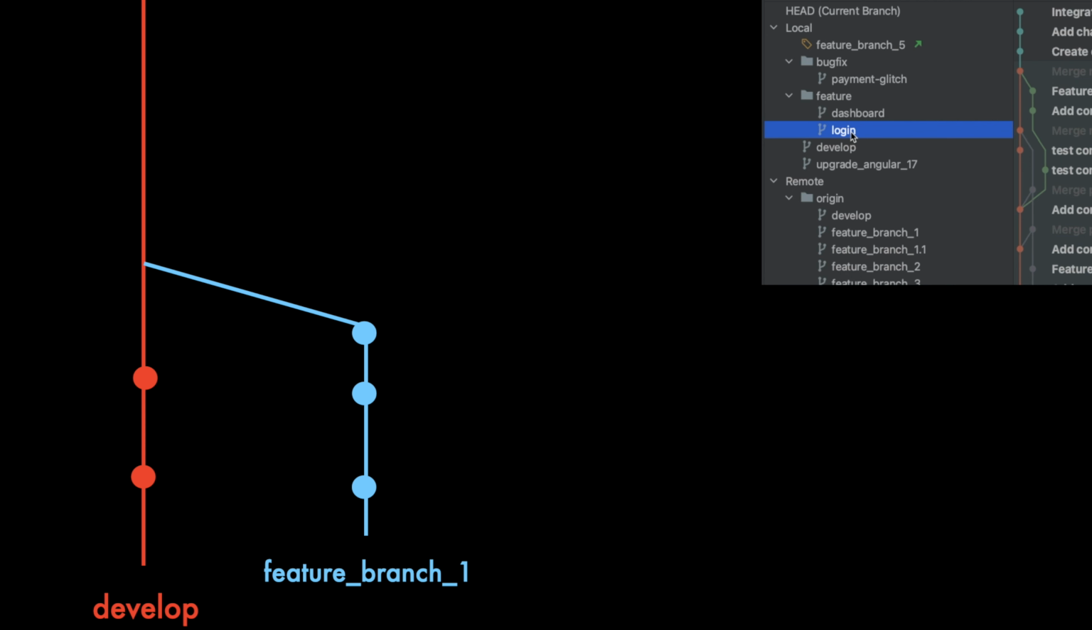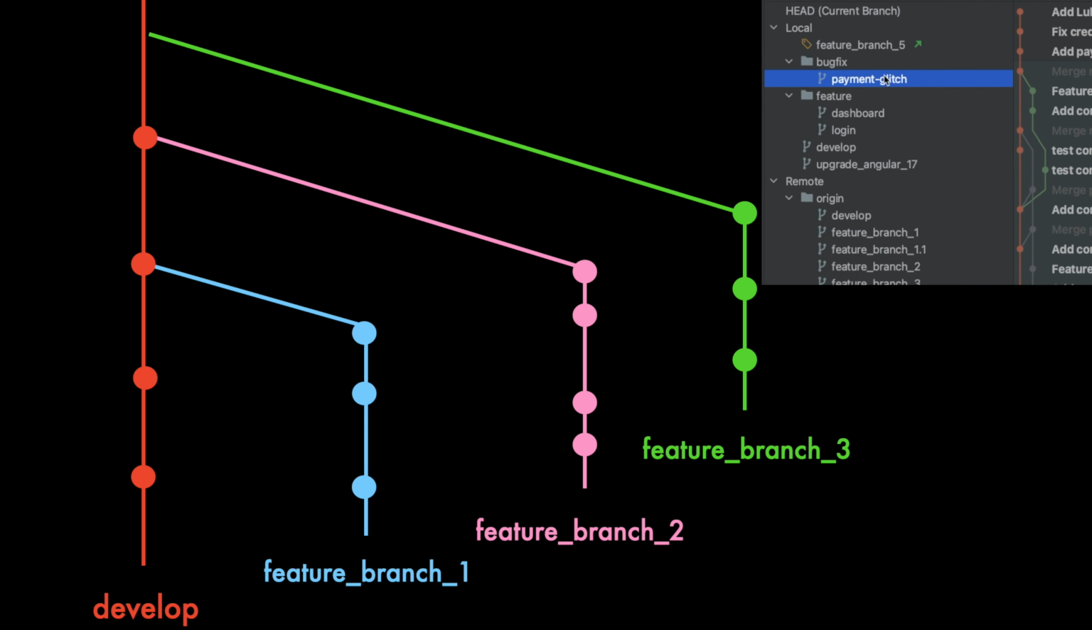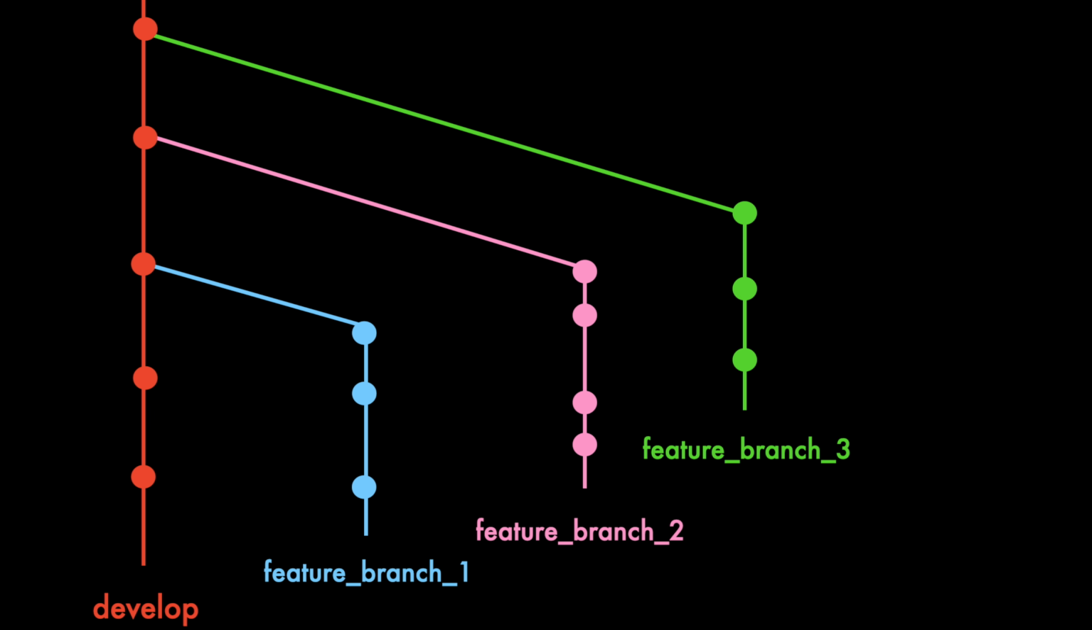You check out develop, pull the latest, and then, one by one, merge feature login, merge feature dashboard, merge bug fix payment glitch. You push the changes and look at your Git graph. And what you see is a mess. A long, sequential sausage link of merge commits cluttering up the timeline. Sure, it tells a story, but it's a long, boring one. It's hard to see at a glance all these branches were part of a single coordinated release.